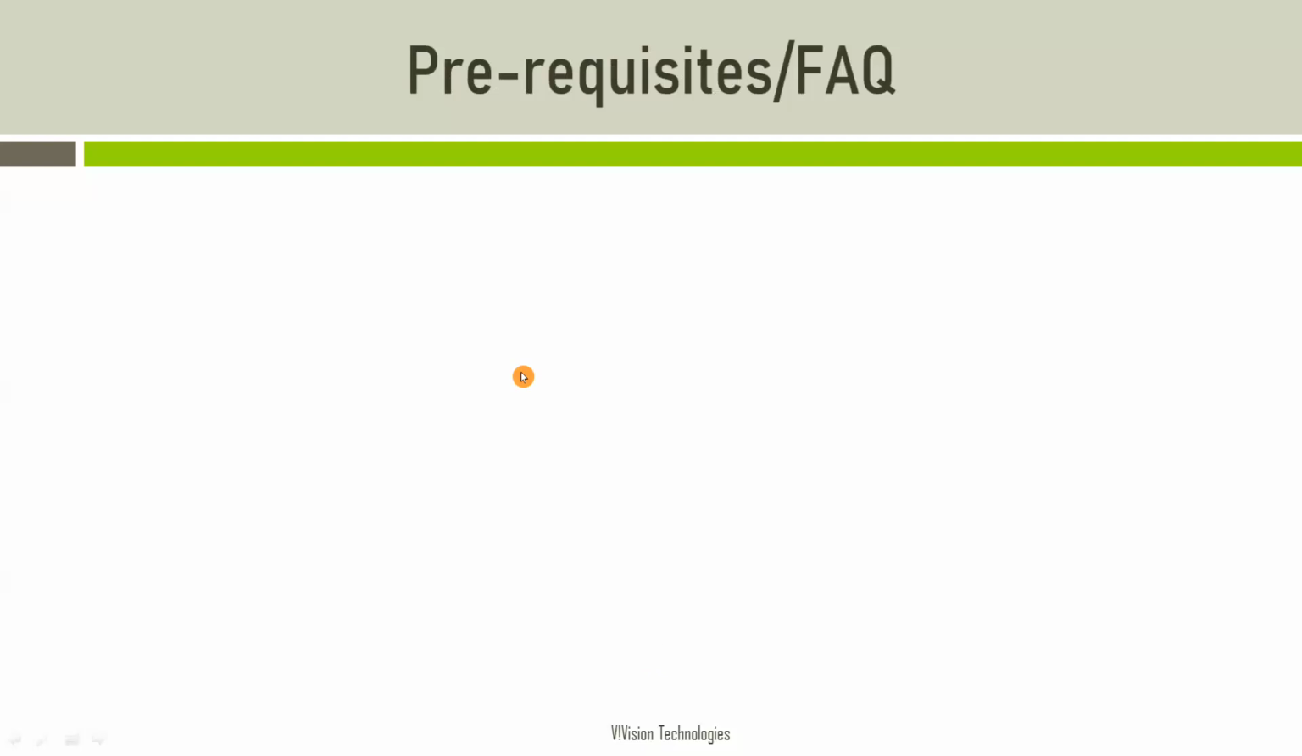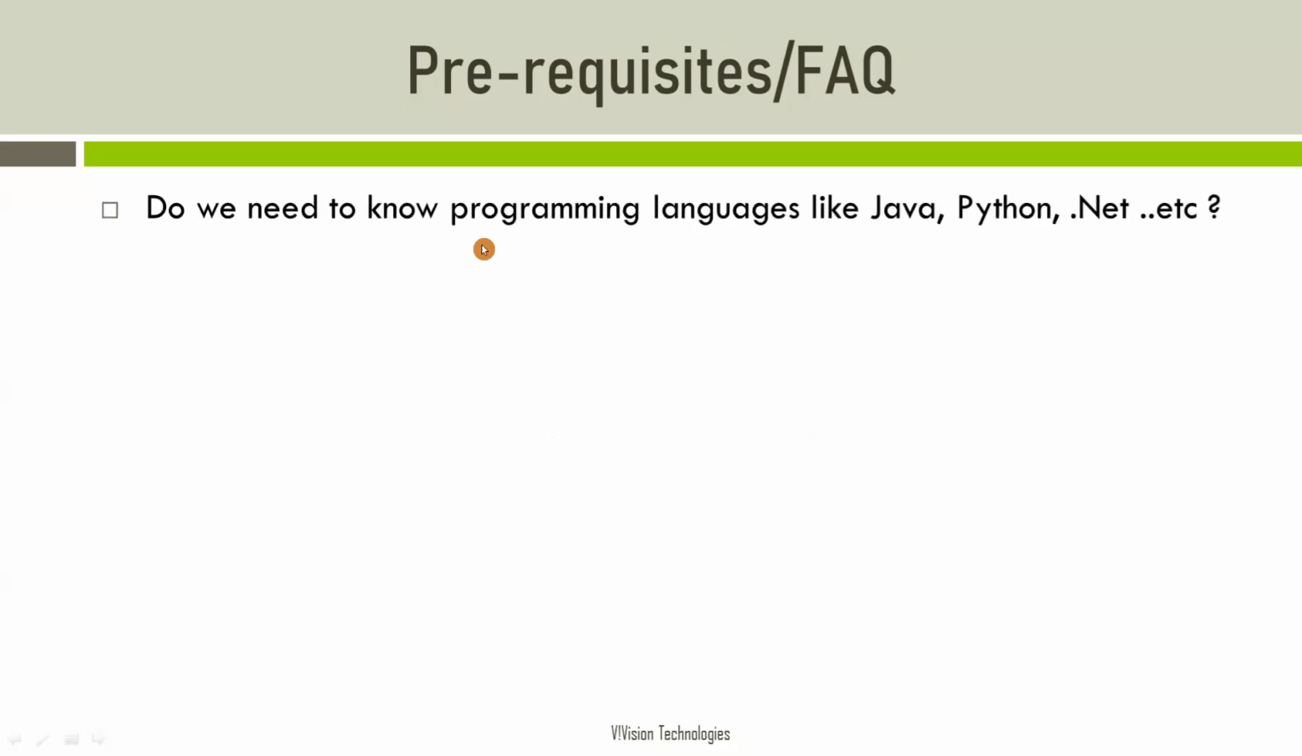Now, coming to prerequisites and frequently asked questions from my previous batches before learning this course. Do I need to learn anything first? No, definitely not. If you don't know anything, that is absolutely fine. I'll teach you from the beginning. The very first question: do we need to know any programming languages like Java, Python, .NET, etc.? No. If you have any idea on this, it is a value add for your resume.